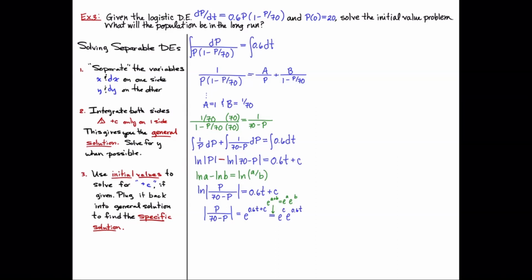To get rid of the absolute value signs, we have p over 70 minus p is equal to, and to balance out the fact that we just lost the absolute value signs, we put a plus or minus in front of our e to the c, in front of our constant. And because that's a little clumsy to keep writing over and over, that plus or minus e to the c, we can let, and this is in blue intentionally, let a equal plus or minus e to the c. And that makes our equation just a lot cleaner. A e to the 0.6t.